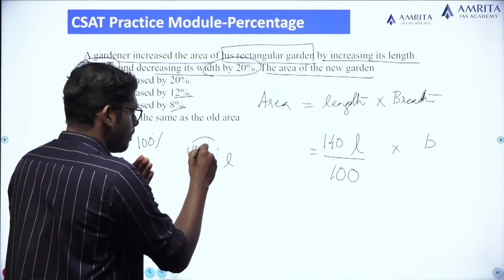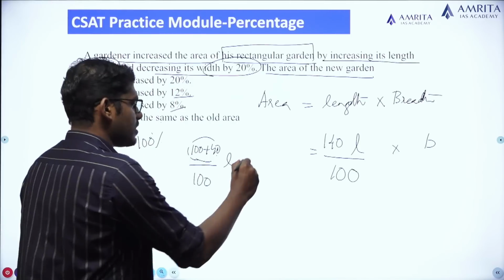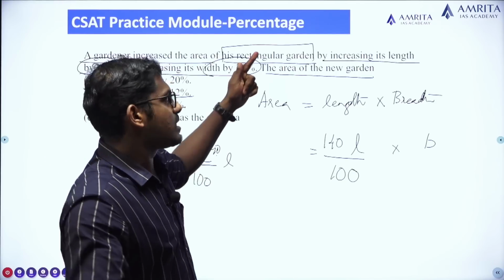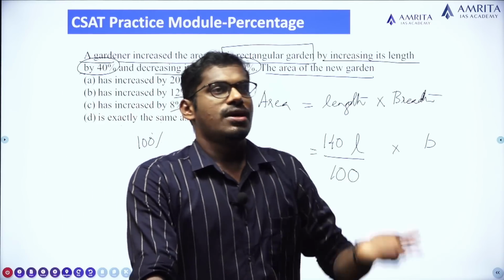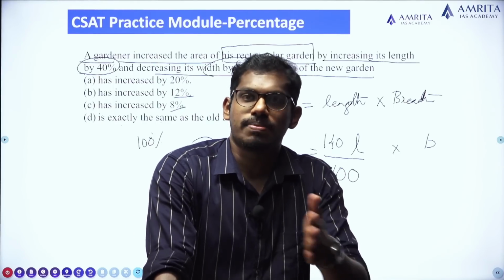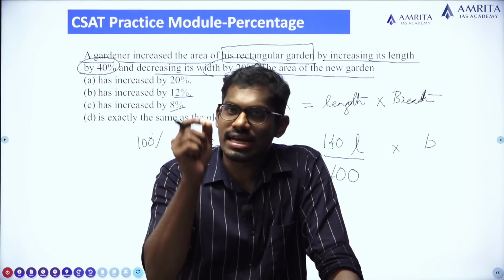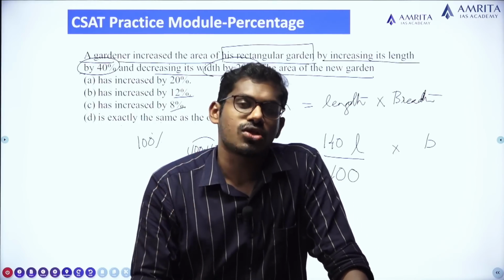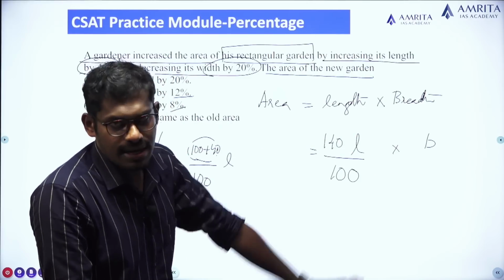The 100 plus 40 by 100 into length, which is 140 divided by 100 into length. If a question comes like this, you can simply write, for example, if the length of a rectangle has increased by 5%, then we can write the new length of the rectangle as 105 by 100 times L, where L is the initial length of the rectangle. Clear? So if a question comes like this, you can simply write like this.